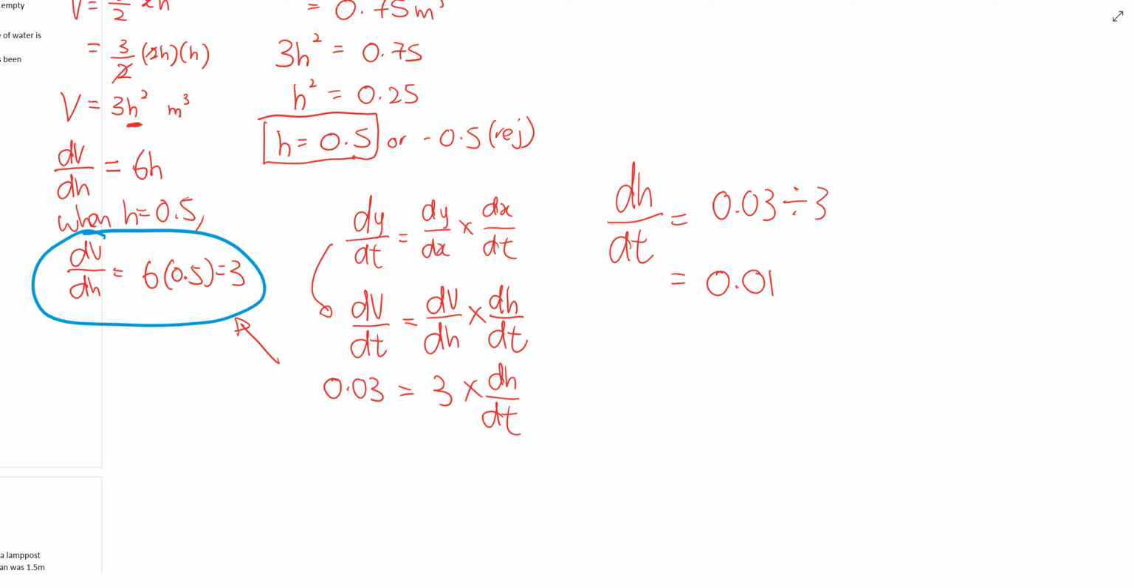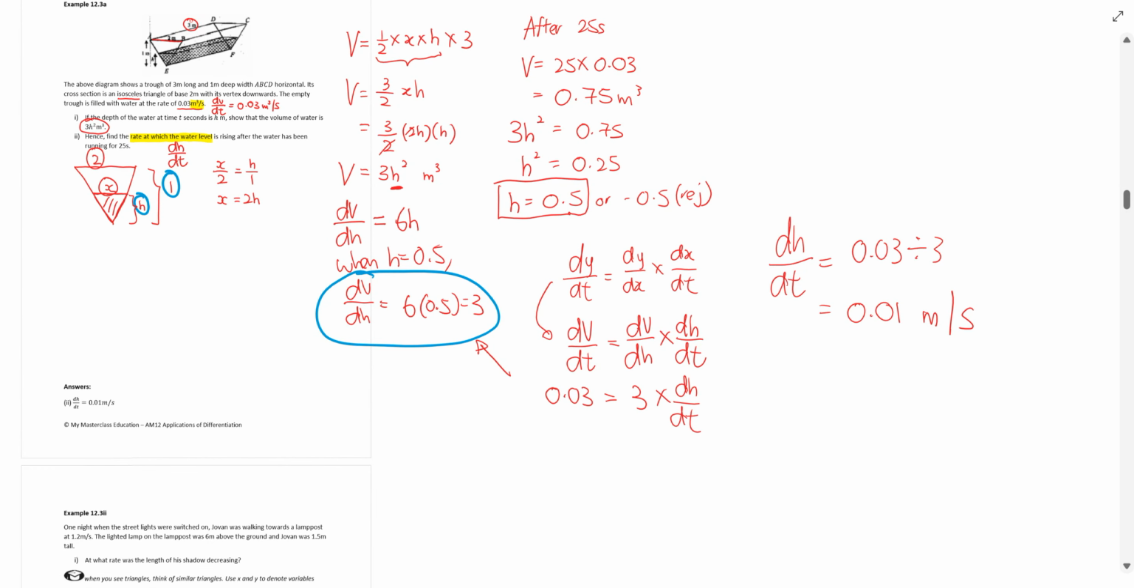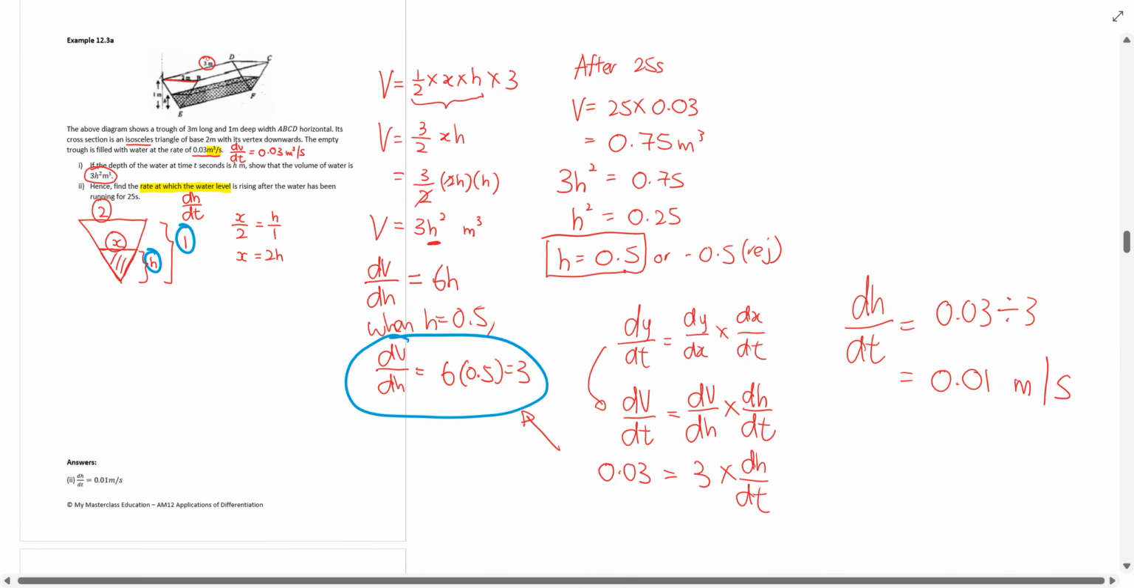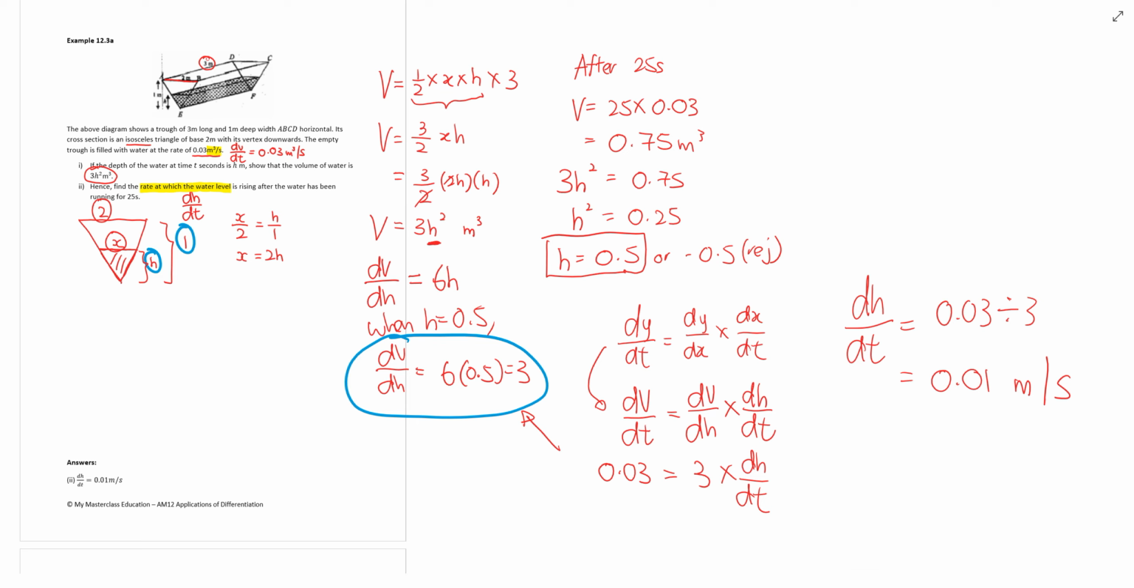Remember to write the units. The height is in meter, the time is in seconds. So this is how you do an application of rate of change question involving similar triangle, involving using the rate to find the volume, to find the h, involving introducing variables on your own.